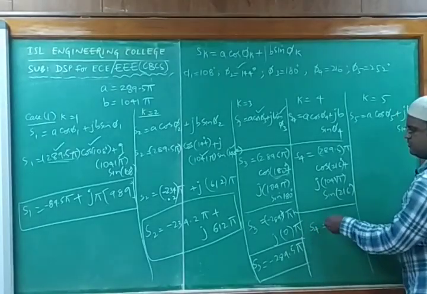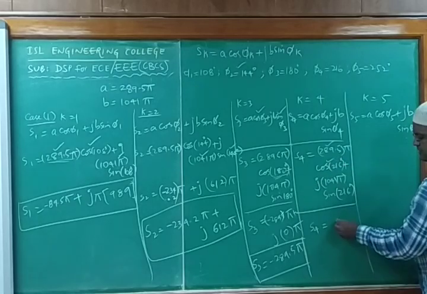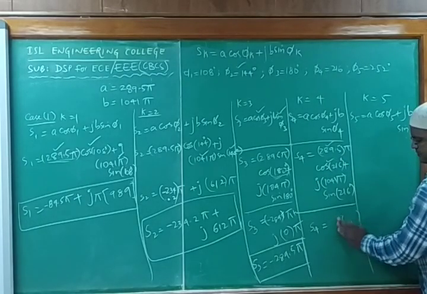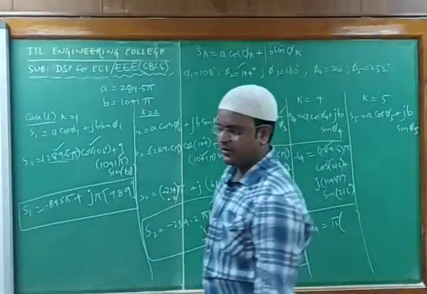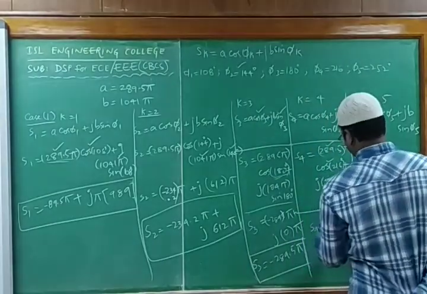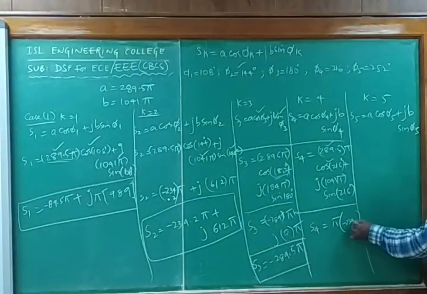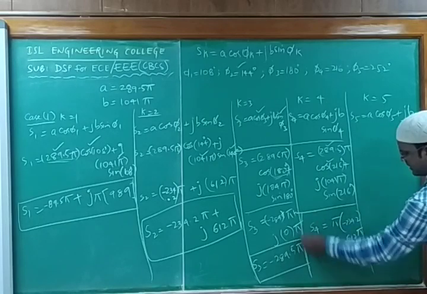So S4 is equal to 289.5 pi. This pi stays as it is, and you multiply these two factors. So pi with the first answer, what is the value I'm getting? Pi with cos 216, if I put it, is minus 234.2, plus j of 612 pi. This is your last S4.